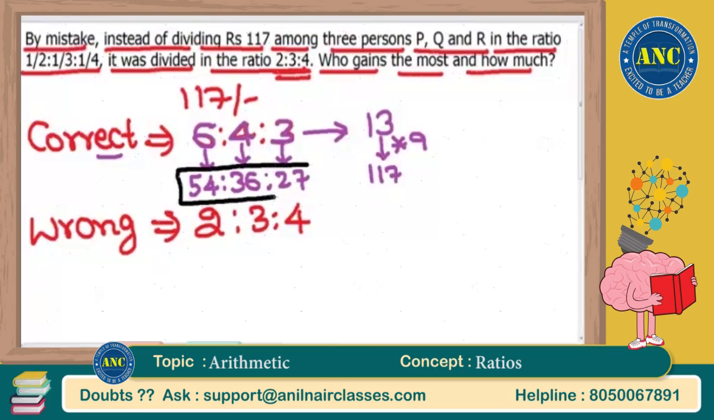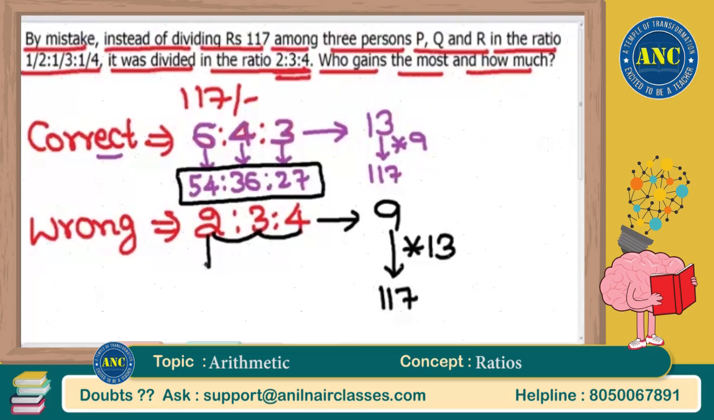You should have divided that 117 actually like this, but I made a mistake and I divided in a wrong ratio. According to ratio, 2 plus 3, 5, 5 plus 4, 9. Total money is 9. According to question 117, 9 into 13 is 117. 2 into 13 is 26. 3 into 13 is 39. 4 into 13 is 52.